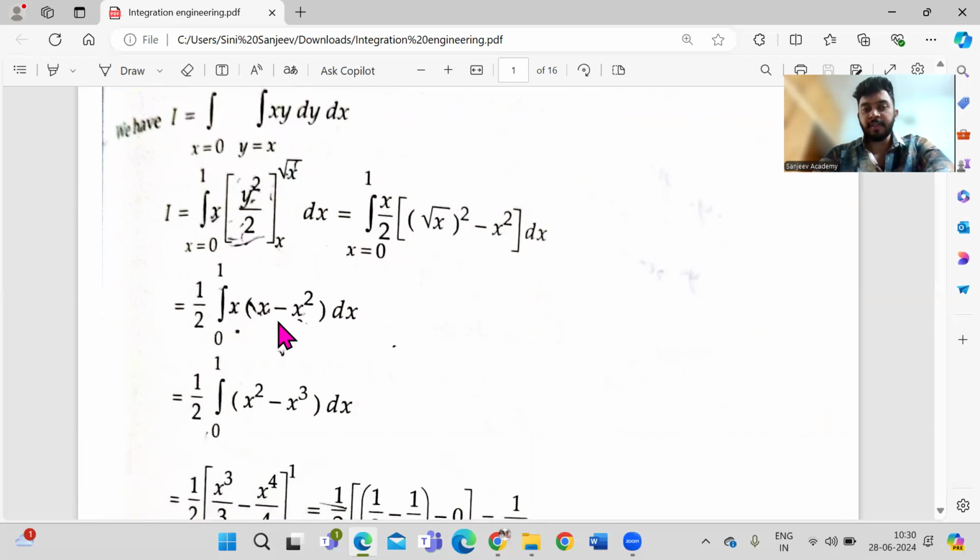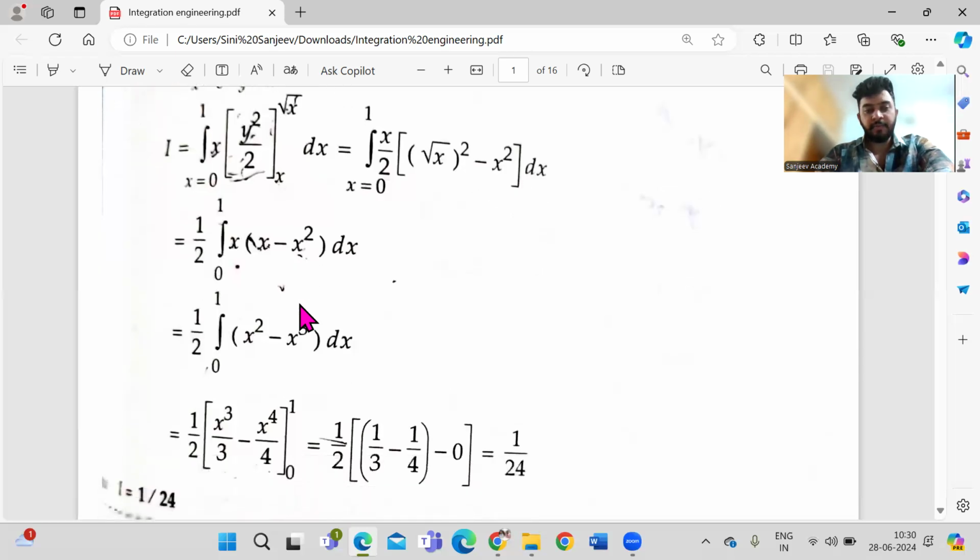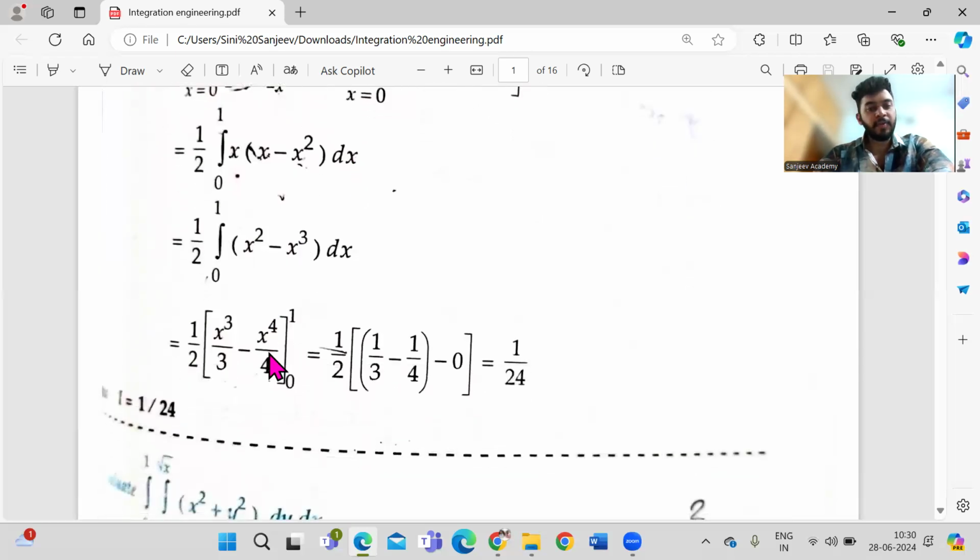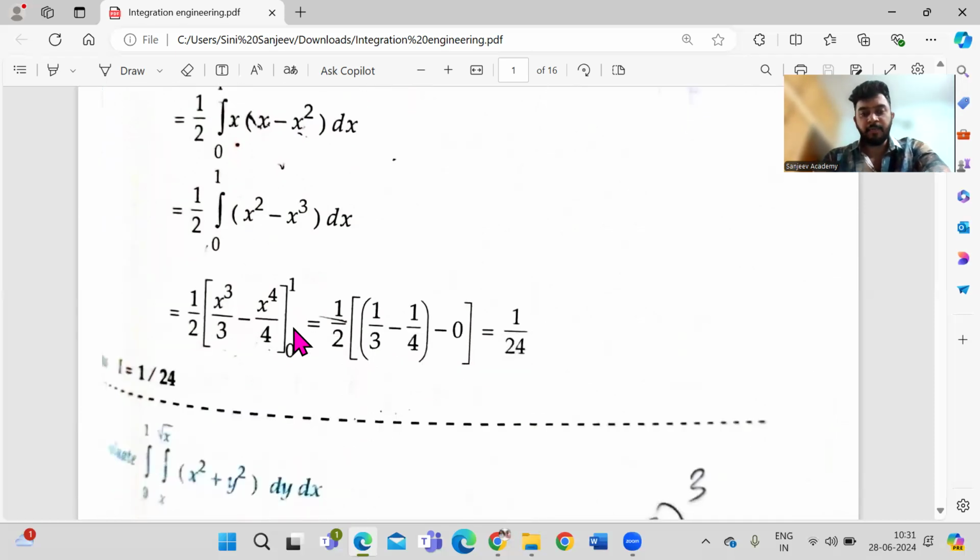Then x into x square is x cube. Then again integrate it, we'll be doing x cube by 3 and x power 4 by 4. So basic integration is necessary for doing these kinds of problems. Then upper limit minus lower limit. One you put in place of x and 0 in place of x here also. Anyway, if you put 0 in place of x, you'll get 0 only. So you'll be getting the answer. You can pause the video and do it along with me so that you'll get the answer fast.